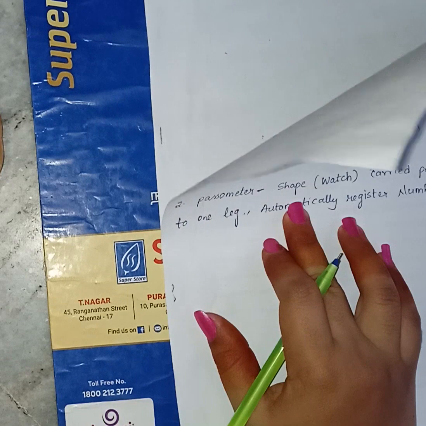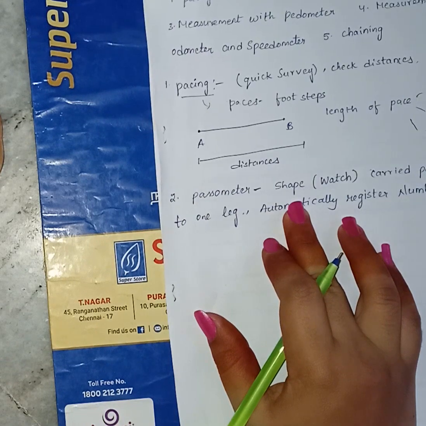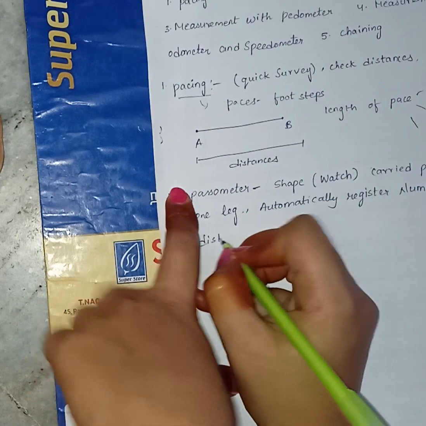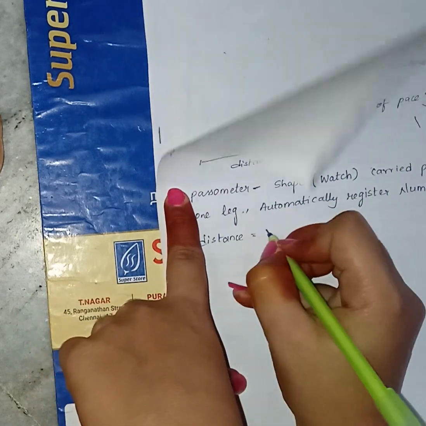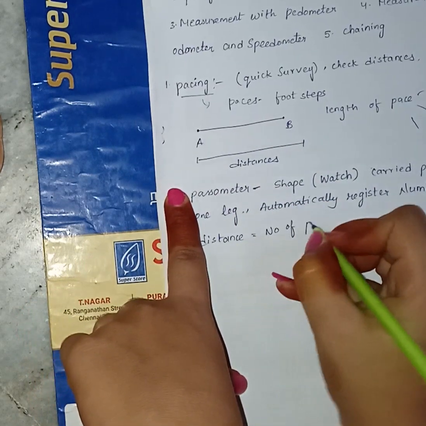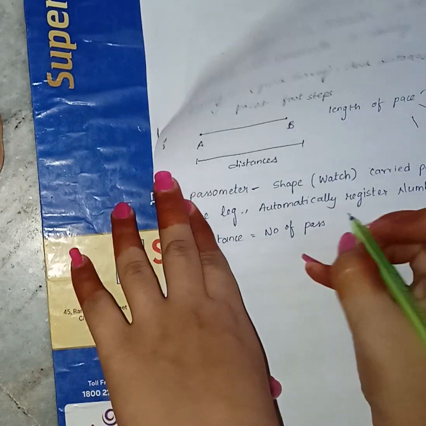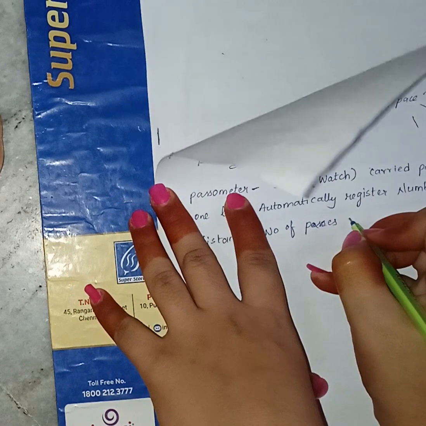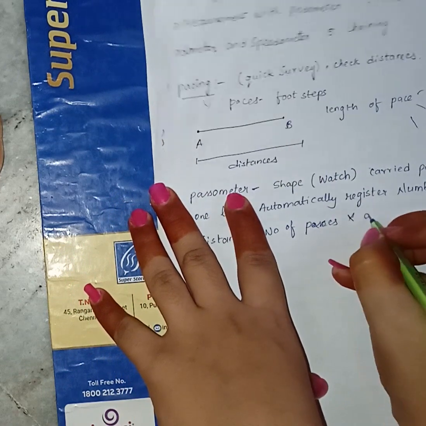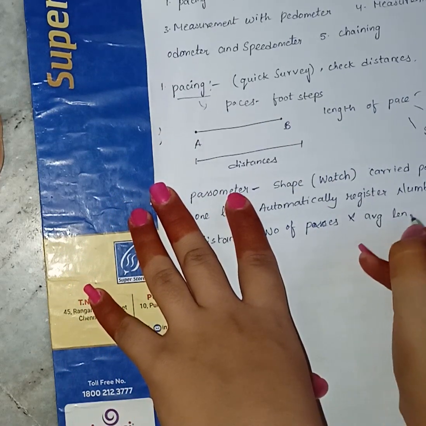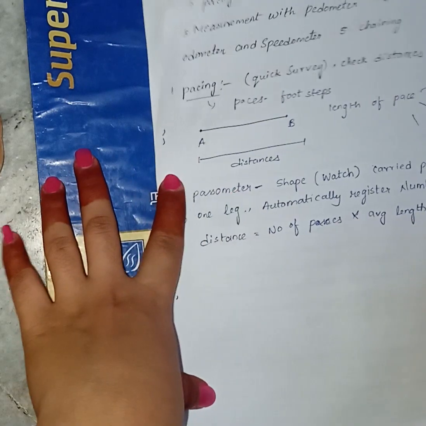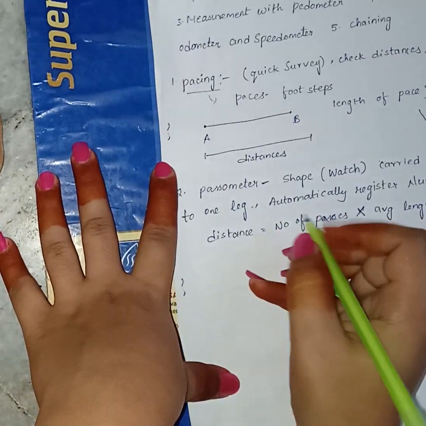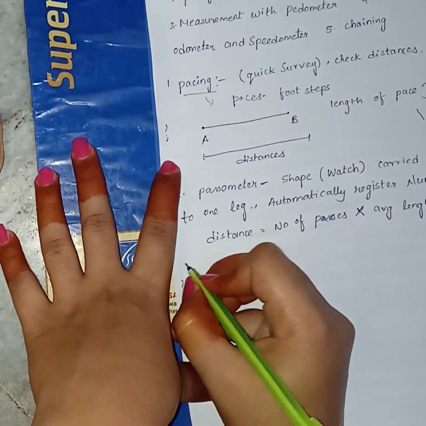The number of paces registered by passometer can be multiplied by the average length of the pace to get the distance. So in case of passometer, the distance can be found out by using the formula: number of paces multiplied by average length. By taking the number of paces multiplied by average length, we can find the distance. So this is the second one, measurement with passometer.